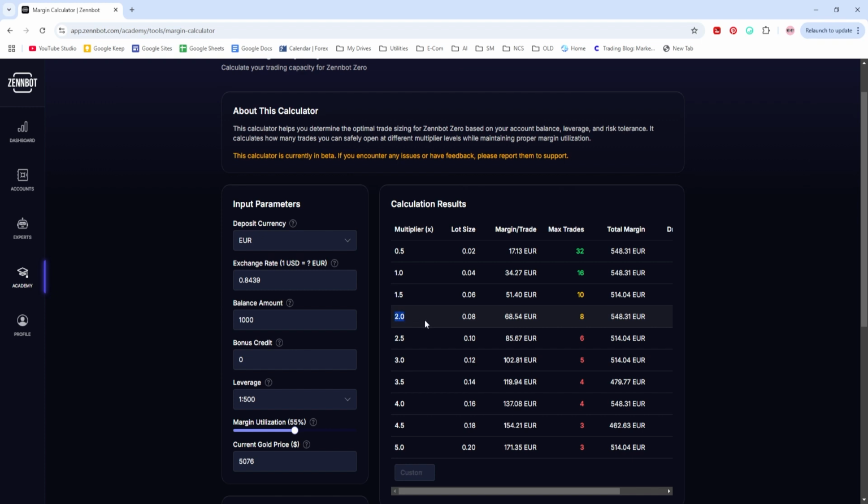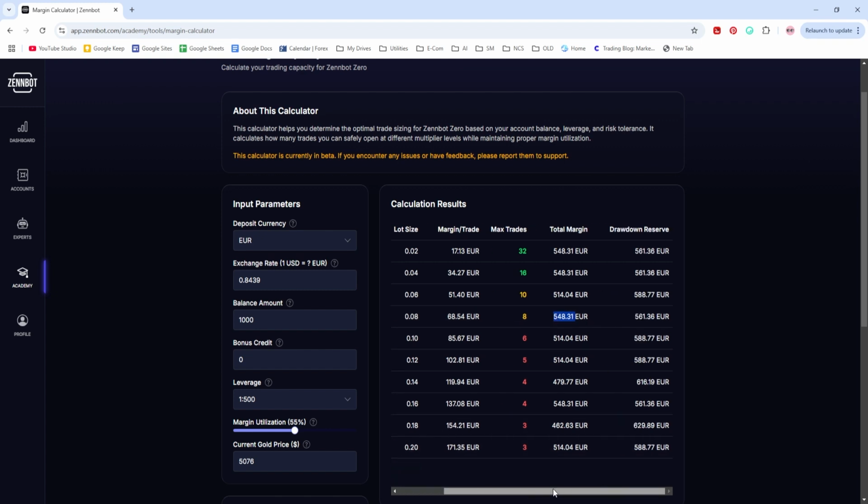gonna choose 2x multiplier. So right now, based on the account balance of 1000 and 2x multiplier, instead of 0.04 we are using at minimum 0.08, which doubles the amount of margin per trade, yet we are still having 1000 bucks. Based on the margin utilization, this gives us room for maximum trades of 8, which would totally translate to 548 euros, leaving us room for drawdown reserve at 561 euros.